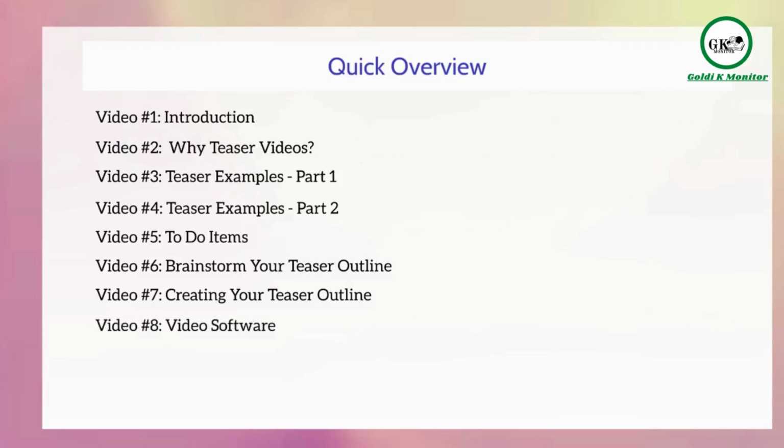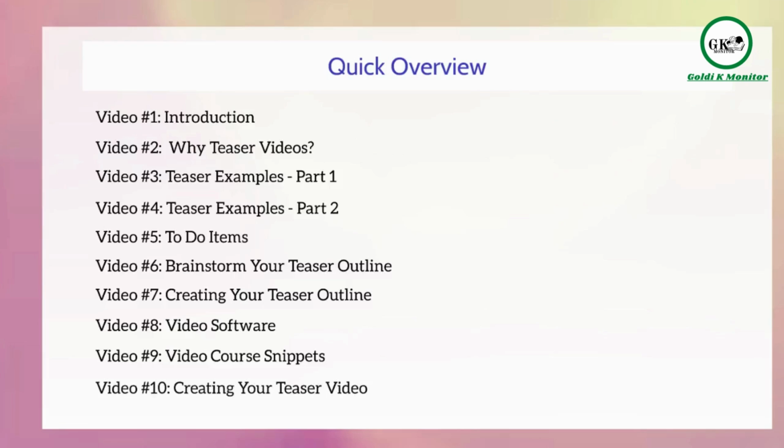In video number 8, we're going to talk about video software that you can use. We'll talk about free software, and we'll talk about software that costs money but is well worth it. And of course, video number 9 is video course snippets. Essentially, we are going to look at the video course as a whole and take snippets of the highlights that we can put in our teaser video. And of course, video number 10 is, last but not least, the creating of your teaser video.